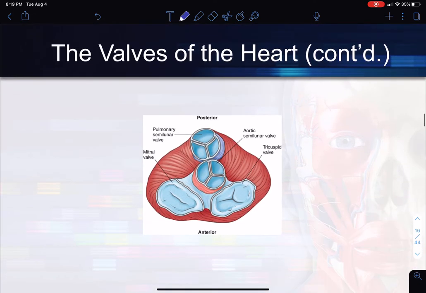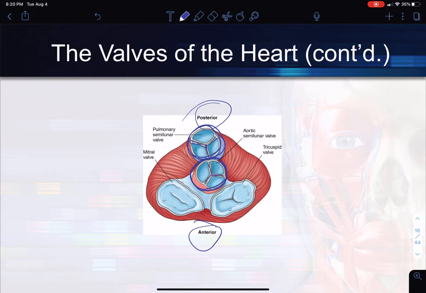Here's a nice picture. Oh, good. So my terrible drawings will hopefully make a little bit more sense now. So this is a top-down view. We're looking at the base of the heart. Anterior is here at the bottom of the page. Posterior is on the top side of the page. And here we're looking at the aorta. If we cut through the aorta, that would be here. And if we cut through the pulmonary trunk artery, that would be here. And so here you can see nicely the semilunar valves.